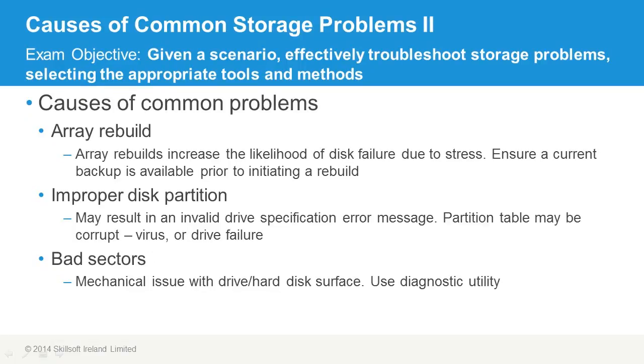Any kind of improper disk configuration obviously might result in drive specification error messages. Your partition table may be corrupt. You might have a boot sector virus or any other kind, or there just might be an impending drive failure. But any kind of disk configuration when it comes to partitioning, you need to make sure that you've done that correctly and that all the partitions are set with the correct specifications.